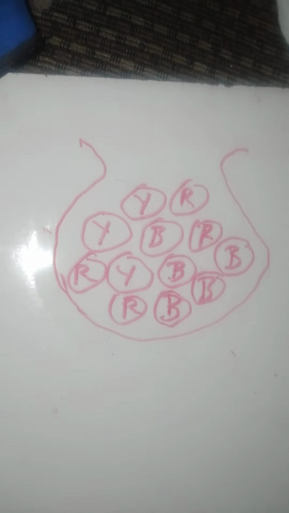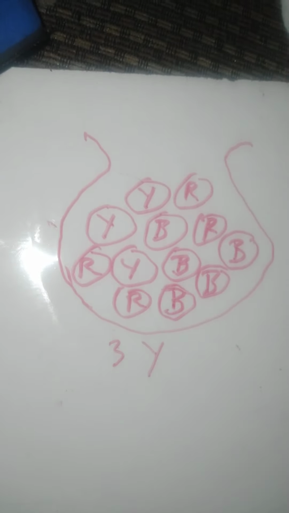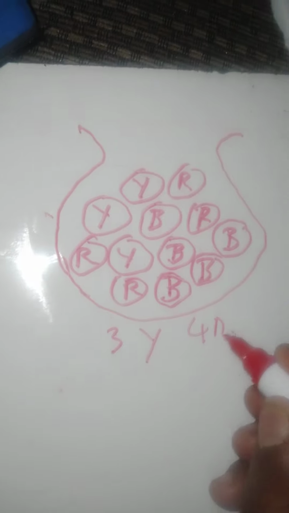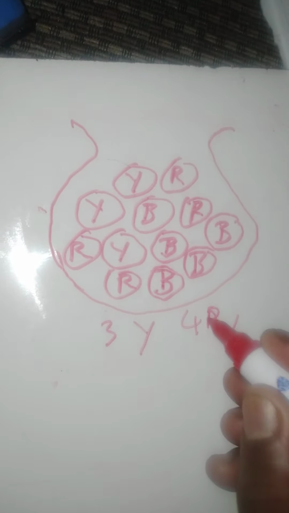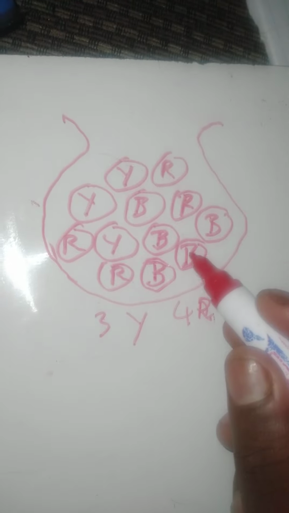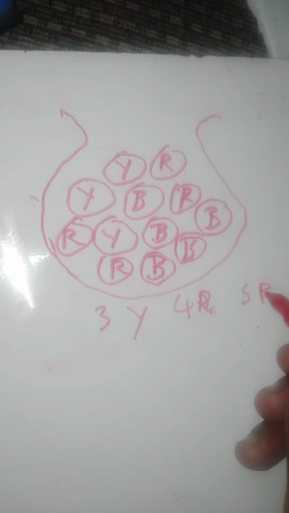So let's say in this bag I've got how many yellow balls? Let's just say this: 1, 2, 3. So 3 yellow balls, then 1, 2, 3, 4. We've got 4 red balls, and then how many blue balls do we have? 1, 2, 3, 4, 5. 5 blue balls.